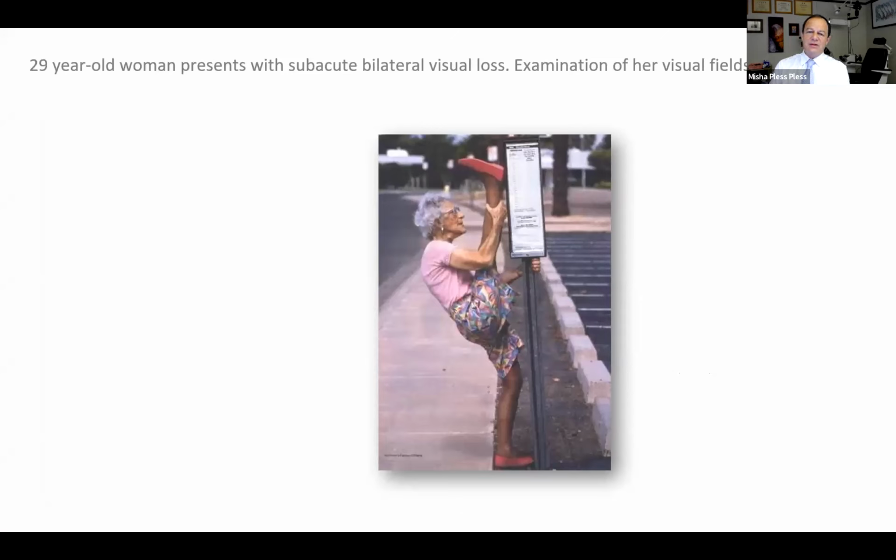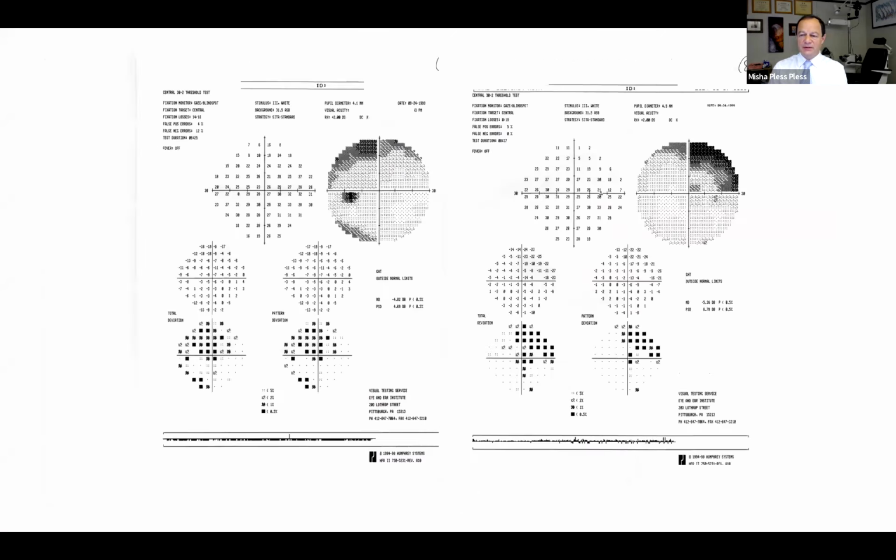One of the last cases I want to show you is a young woman who presents with subacute bilateral visual loss. You examine the visual fields and you find this. Now, this is a little variation on the theme. I've been talking about the respect of the vertical meridian. And what you see here are bitemporal visual field defects that do not respect the vertical meridian. What's going on here? Is this something else?